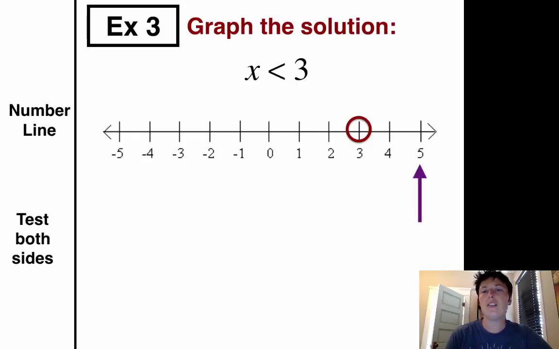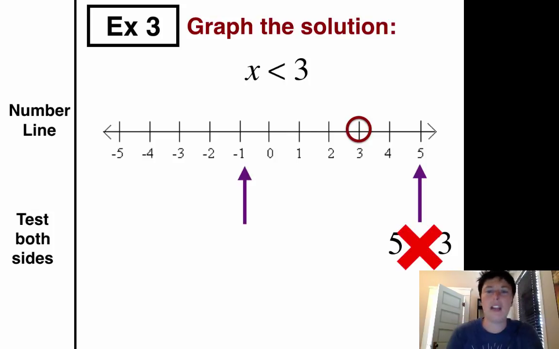So to test, I'm choosing 5 on the right. I could have done 4. I could have gone up to 6, 7, 8, 9, 10. I can choose anything I want. But all I have to do is see if 5 passes the test. Is 5 less than 3? Think about it. Is 5 less than 3? No, 5 is not less than 3, so that one fails.